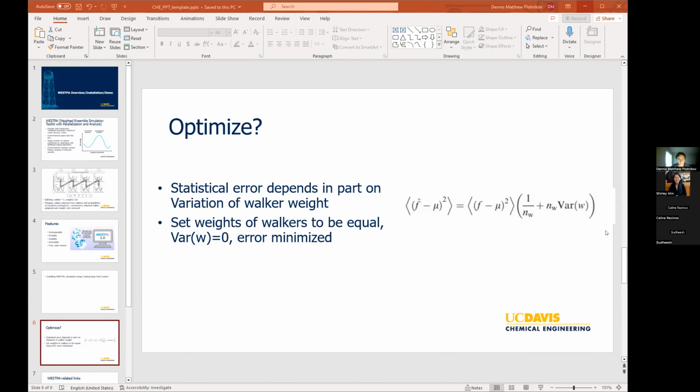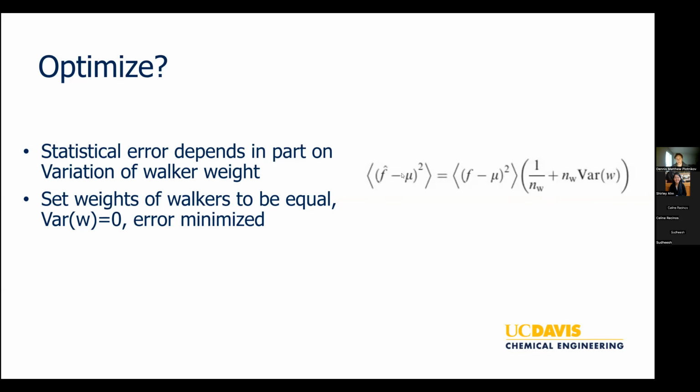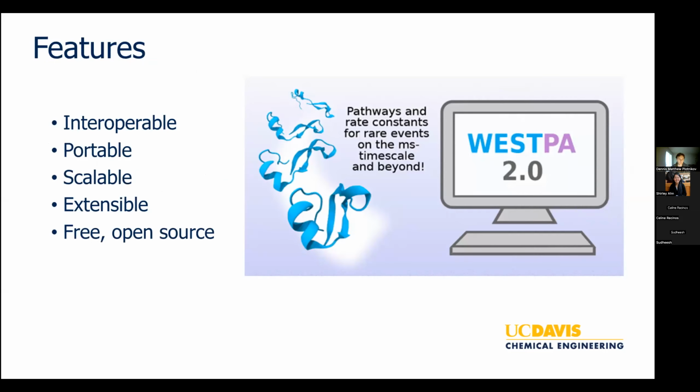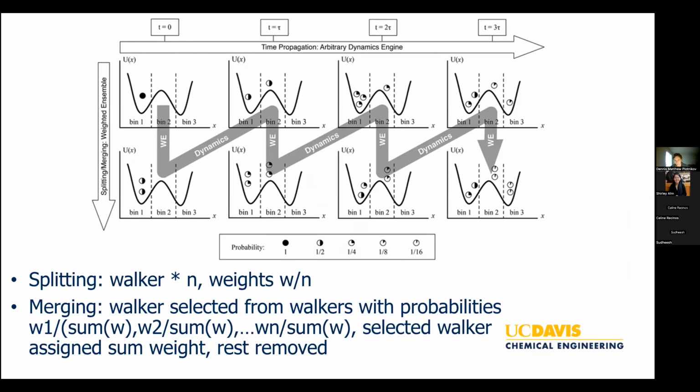Okay, so for the project that I'm currently working on, this relates back to the splitting and merging algorithms. If you look at the algorithms, you can probably tell that the weights are going to change with time. When you're splitting walkers, the weights get split. When you're merging walkers, one walker will get the total weight. And so the weights are in the same range depending on the bin, but they're still going to be different, and you're going to have a certain variance associated with them.